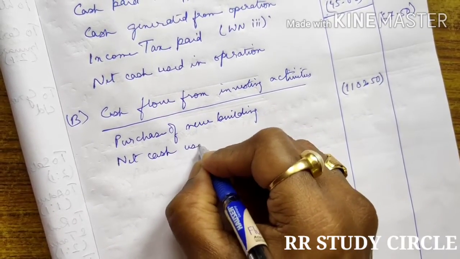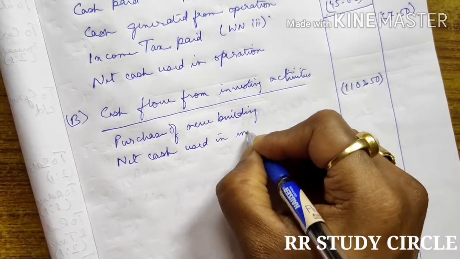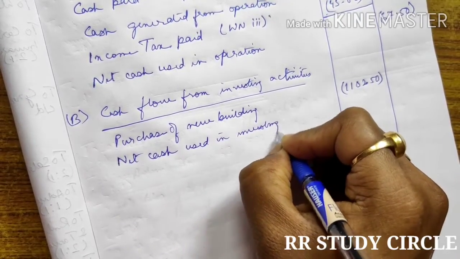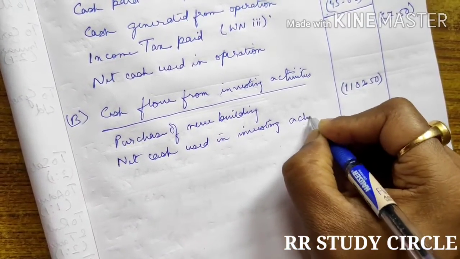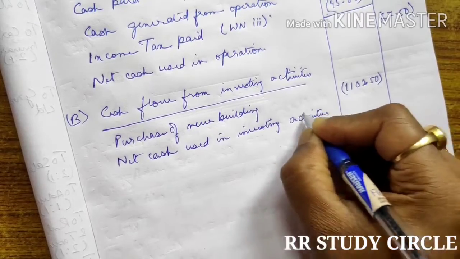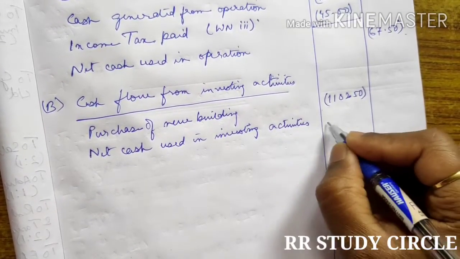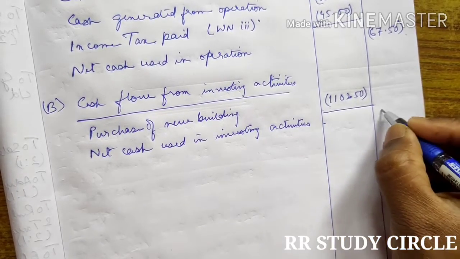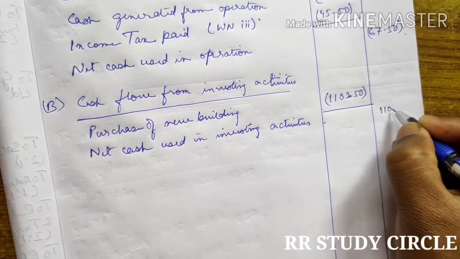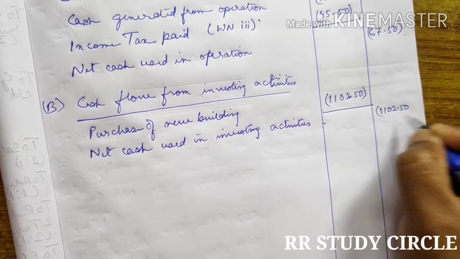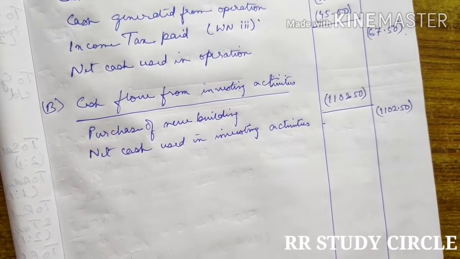So there are no other items, so you can write net cash used in investing activities. Net cash used in investing activities. You can write the amount directly outside, 1102.50. Is it clear?